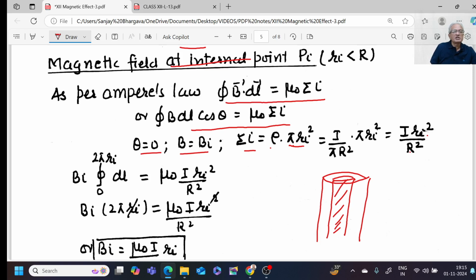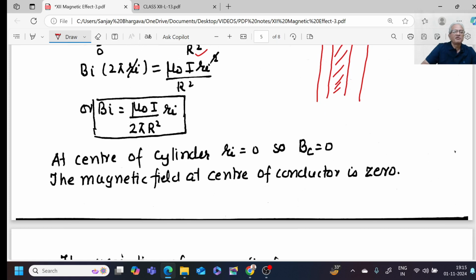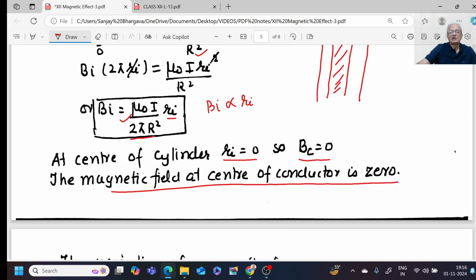So Bi integration 0 to 2 pi Ri dl would be equal to mu 0 I Ri square upon R square. So we can cancel here Ri with Ri, and what we get is magnetic field Bi would be equal to mu 0 capital I upon 2 pi R square into Ri. So Bi is directly proportional to Ri. At the center of cylinder, Ri would be equal to 0. So B at the center is also 0. An important result which says magnetic field at the center of the conductor is 0.